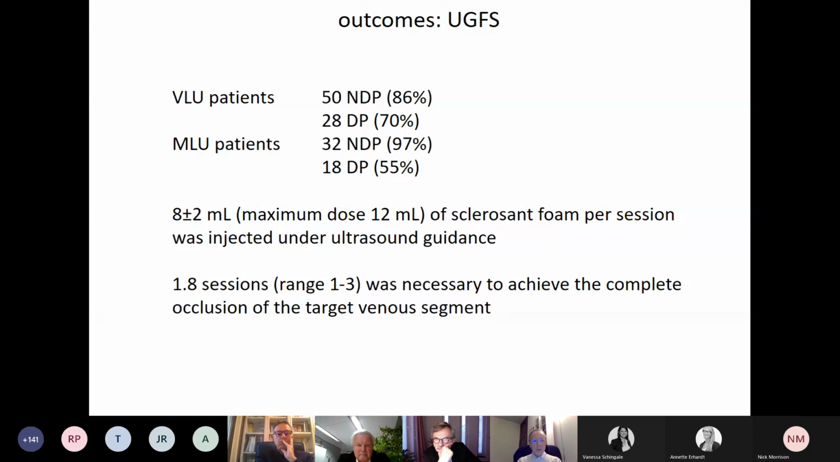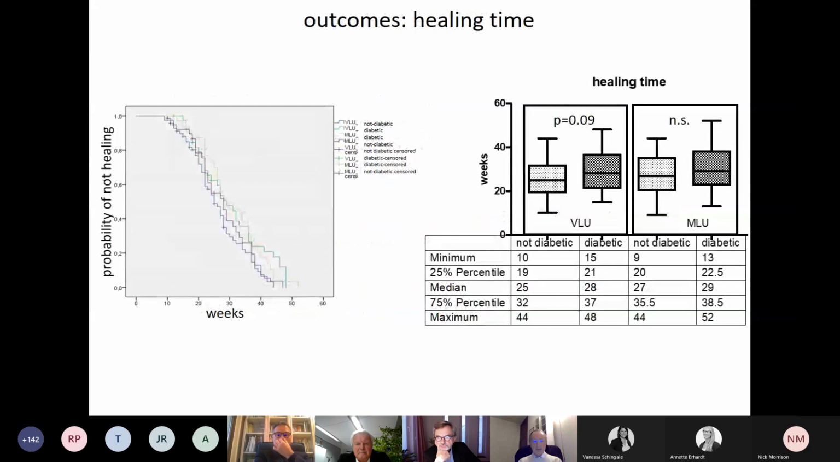Ultrasound guided foam sclerotherapy was performed in 50 non-diabetic and 28 diabetic patients, in blue, in the venous leg ulcer group, and in the mixed leg ulceration group, 32 were not diabetic and 18 were diabetic. And you see the dosage and the number of sessions that were necessary to have the complete occlusion of the venous segment. And here are the results.